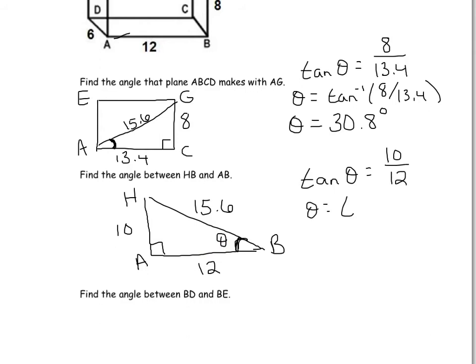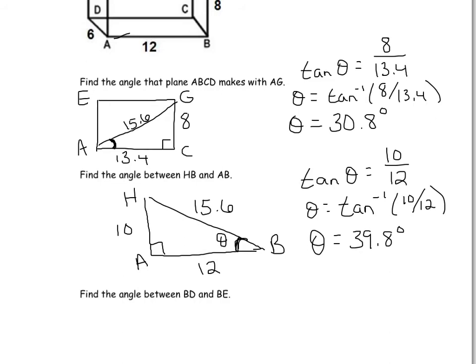So to find the angle, we're going to do the inverse tangent. In other words, second tangent, 10 divided by 12. And I got 39.8 degrees.